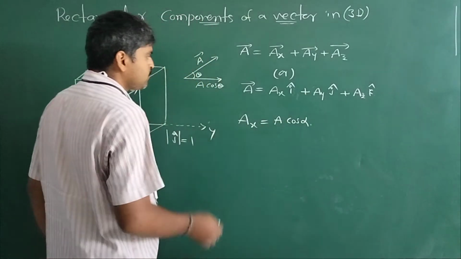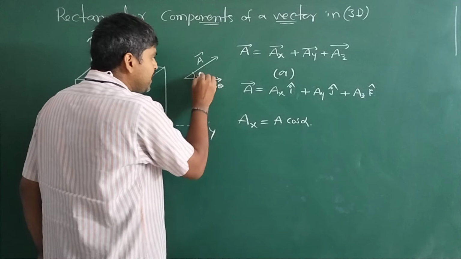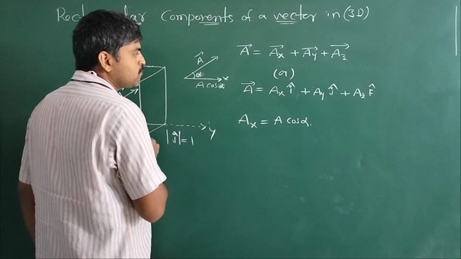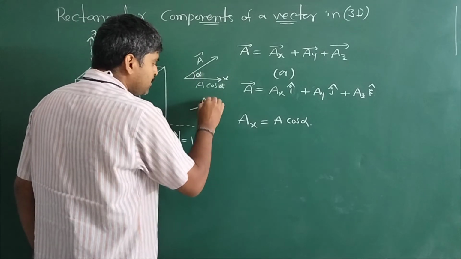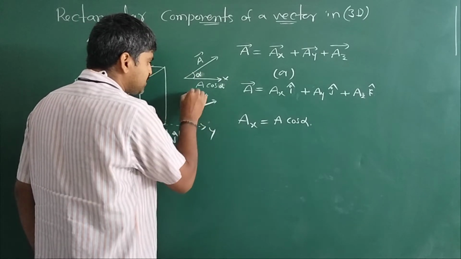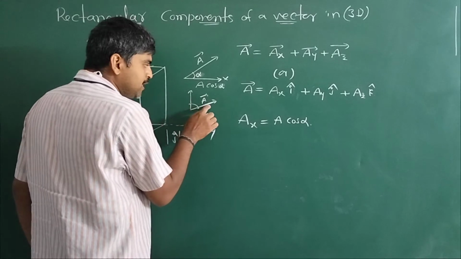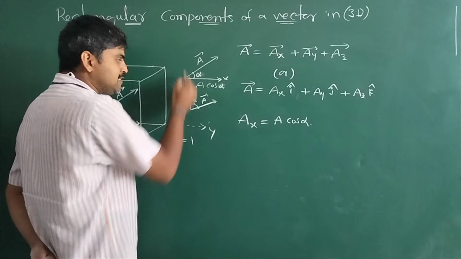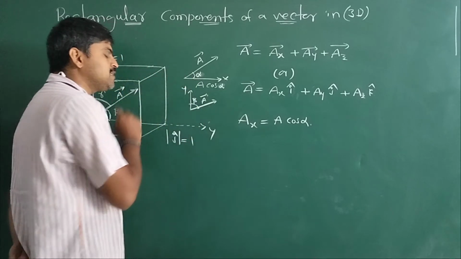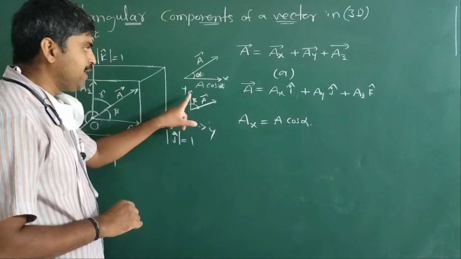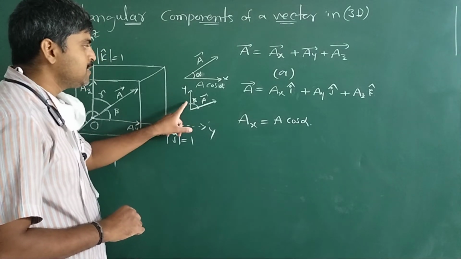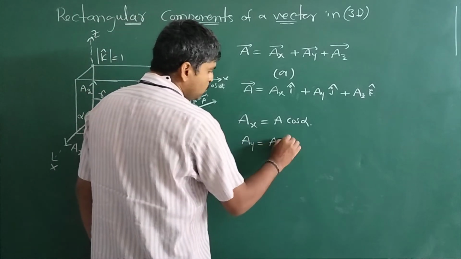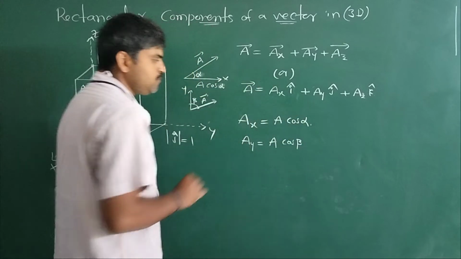A cos alpha. But suppose a bar makes an angle with the x-axis. What is this component? A cos alpha. Now a bar makes an angle with the y-axis. What is the angle? Beta. The angle between a bar and the y-axis is beta. So what is the component on this side? The side of the angle is always cos. So this a bar vector makes an angle beta with the y-axis. That's why the y component, ay, is equal to a cos beta.